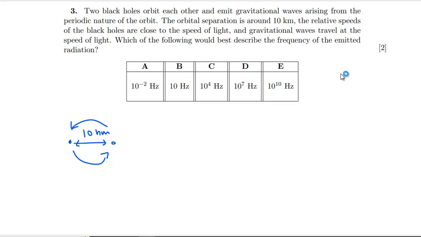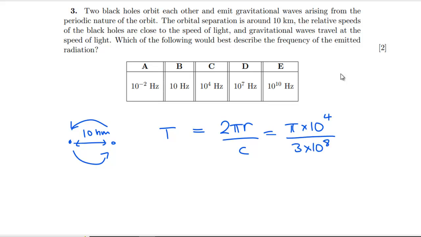So let's then do, well, they're orbiting each other, so let's then do that T. So this is going to be the orbital period. That's what we're going to base our frequency on. So it's going to be 2 pi r divided by, well, they're moving close to the speed of light, so let's just say that's c. So that is going to be pi times 10 to the 4, our 10 kilometers, divided by 3 times 10 to the 8, and that's going to be our 1 over the frequency.